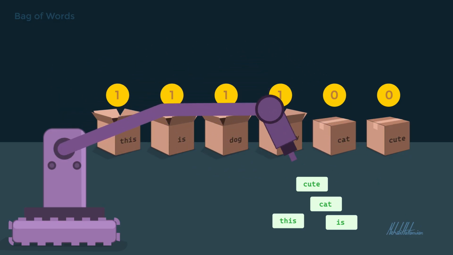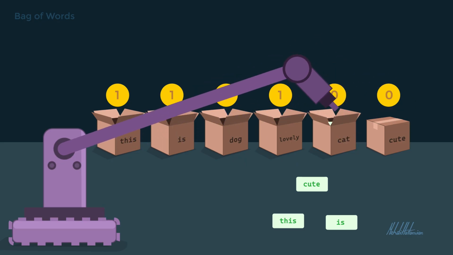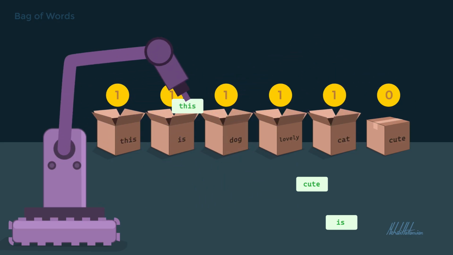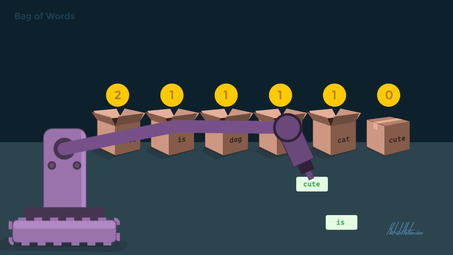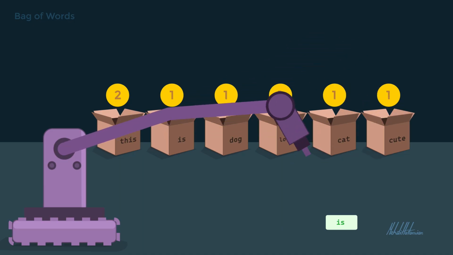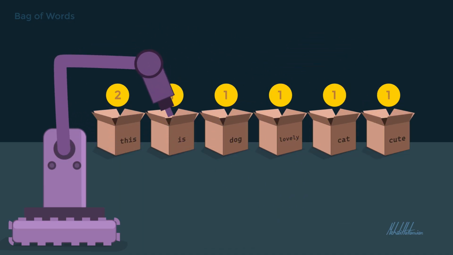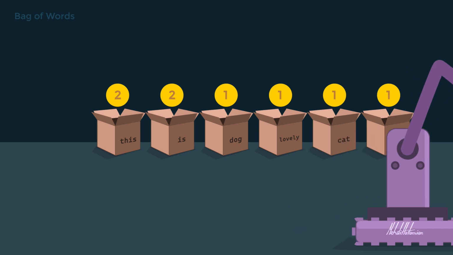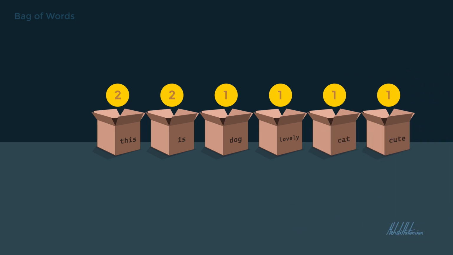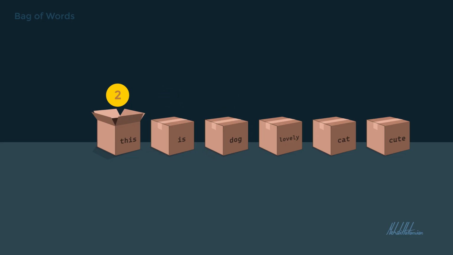Bag of words gives us a simple numerical representation of the text, a vector of word frequencies, which a machine can understand and work with. For example, if the word this appears twice, its box will contain a count of 2. This gives us a simple numeric representation of the text, how many times each word occurs without worrying about order or grammar. Now, let's jump into the code for bag of words.